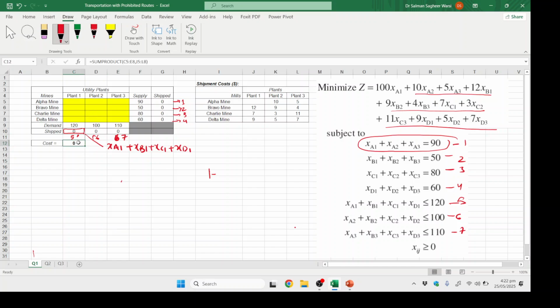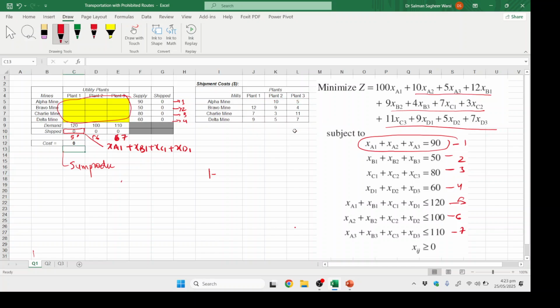And our objective is basically the multiplication of each entry of this cost data with its corresponding entry here, and then adding them, like, let's say, 10 times a1, or 5 times a3, 12 times b1. This is done by SUMPRODUCT. Okay, so I'll just show you the formula: the SUMPRODUCT of this array, all the x quantities, and all the cost data. So we have used this.